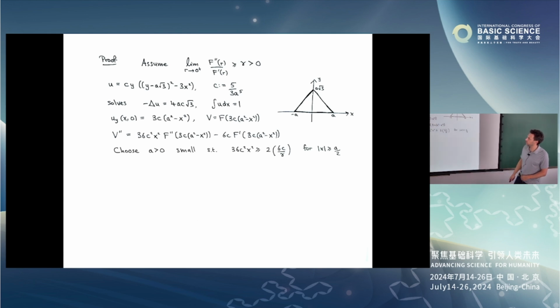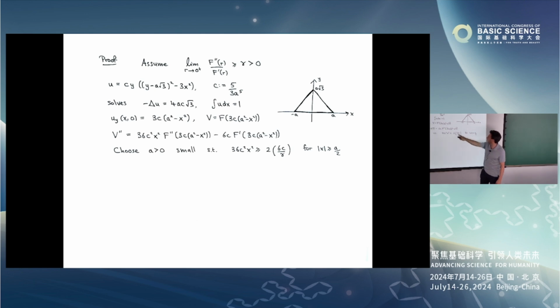But then you can choose the a to be very small, which makes the c very large. And if the c is large, then this term here can be larger. It can dominate this term times 1 over gamma, as long as x is large enough, say bigger than a over 2, for example. And then that implies that actually v prime prime is positive for x close to a.